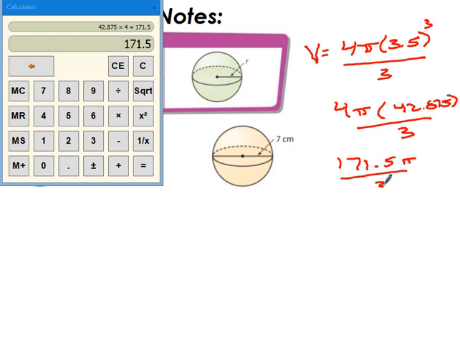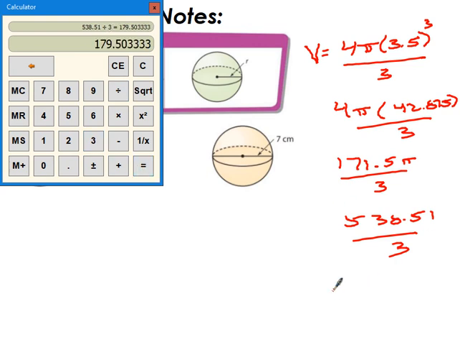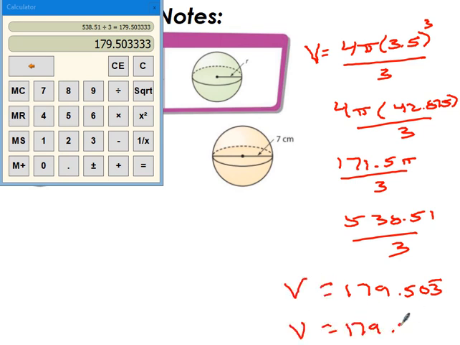pi over 3. So we can multiply by pi now. That's fine. Just to show you that we could do it in any order we want. Doesn't make a difference. 538.51 divided by 3 is 179.503 repeating. That's centimeters cubed. Let's round this one again to the nearest hundredth. Bam.